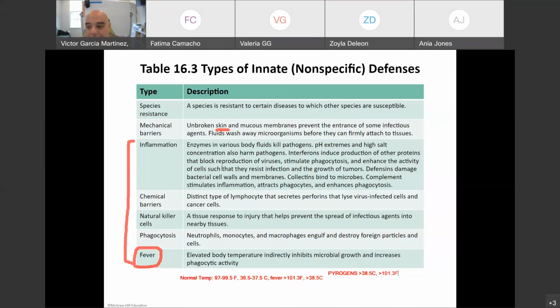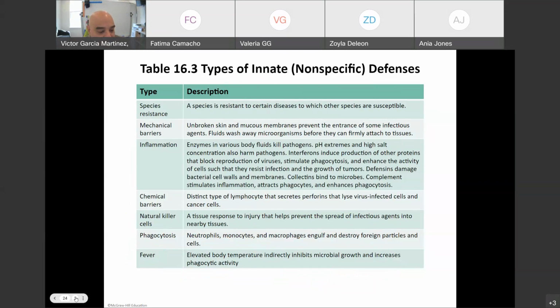We have other kinds of methods as innate defenses, such as phagocytosis. Phagocytosis, if you remember, neutrophils and monocytes, when we have monocytes in our tissues, are macrophages. They're able to engulf and destroy foreign particles and cells. Again, these methods are general. These methods are non-specific. All of these are part of innate defenses against infections.